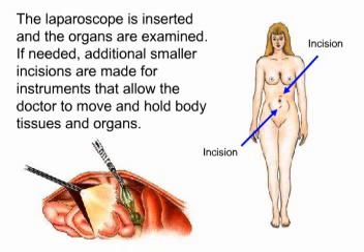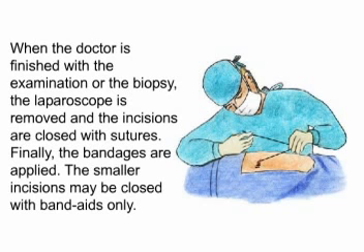The laparoscope is inserted and the organs are examined. If needed, additional smaller incisions are made for instruments that allow the doctor to move and hold body tissues and organs. When the doctor is finished with the examination or the biopsy, the laparoscope is removed and the incisions are closed with sutures. Finally, the bandages are applied. The smaller incisions may be closed with band-aids only.